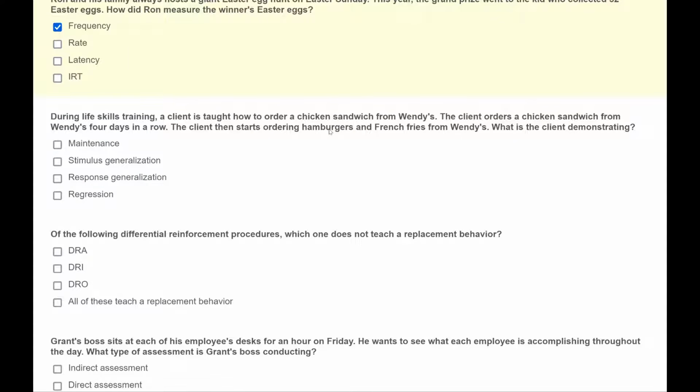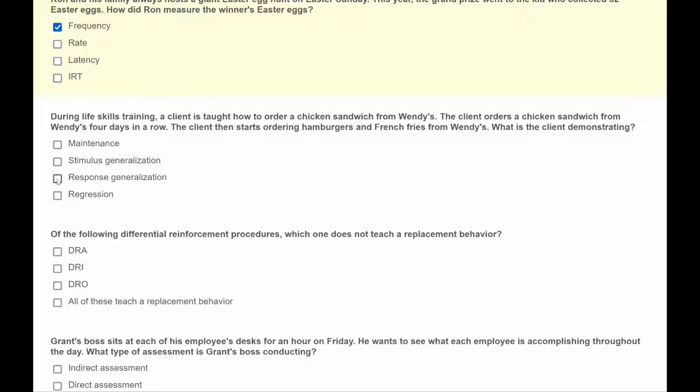They're starting to generalize. So the question becomes, when we look at stimulus generalization or response generalization, what is our trick? We ask ourselves, how many stimuli, how many responses? Well, in this case, the client is ordering from a person. So we have a single stimulus. The client is ordering chicken sandwiches. The client is ordering hamburgers. The client is ordering french fries. That is 3 different responses.